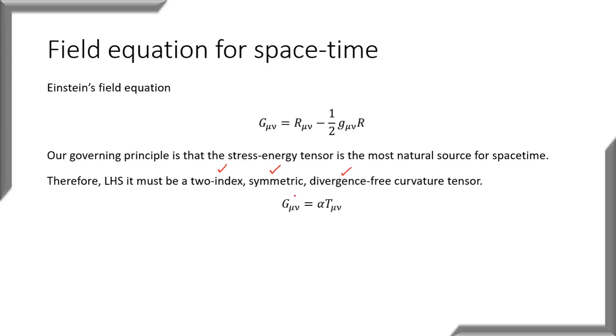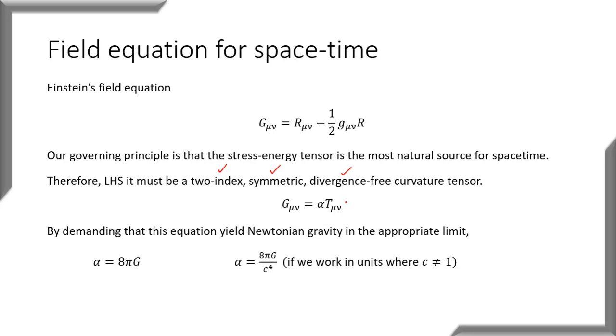So here we have our Einstein tensor, which is a two-index tensor, a symmetric tensor, and a divergence free tensor. So this Einstein tensor can be some scalar multiple of our source, that is our stress energy tensor.